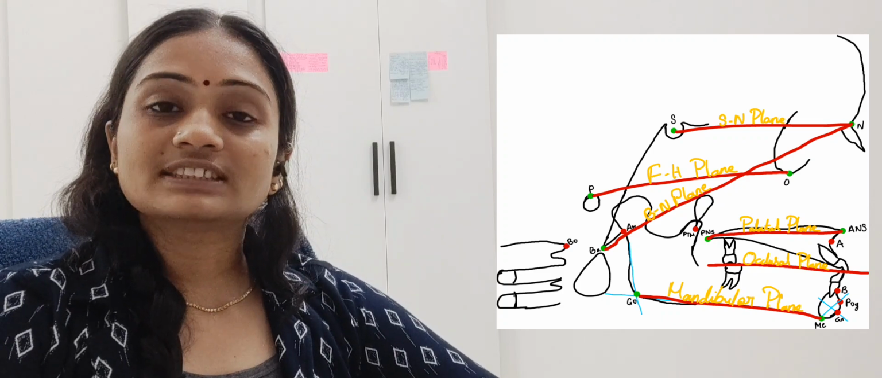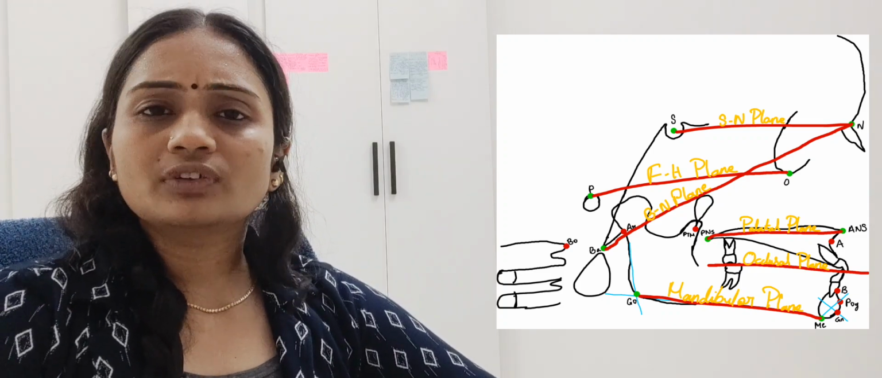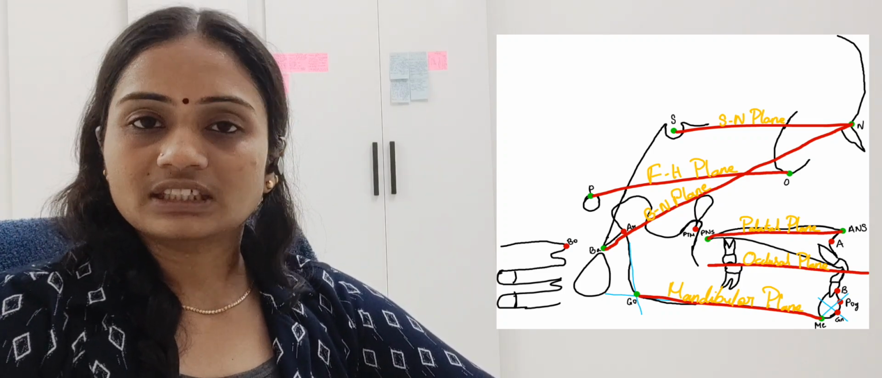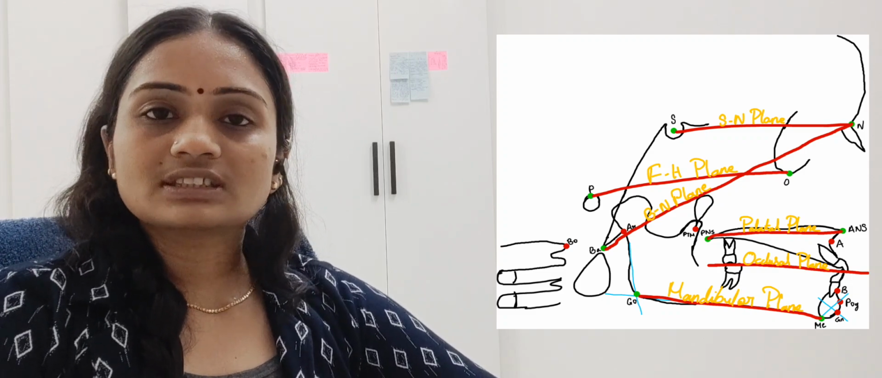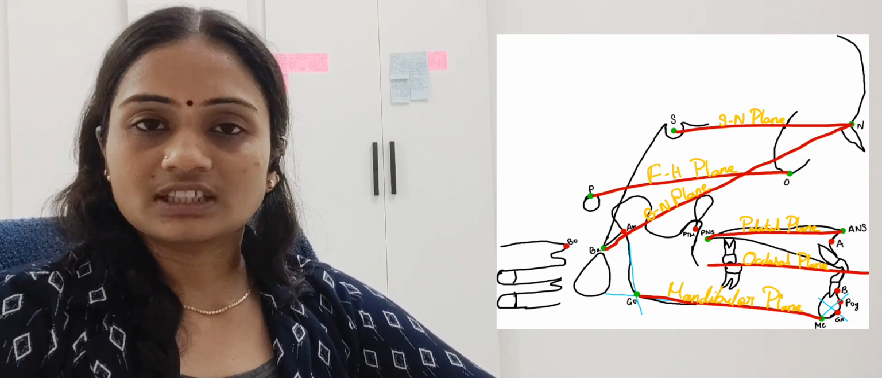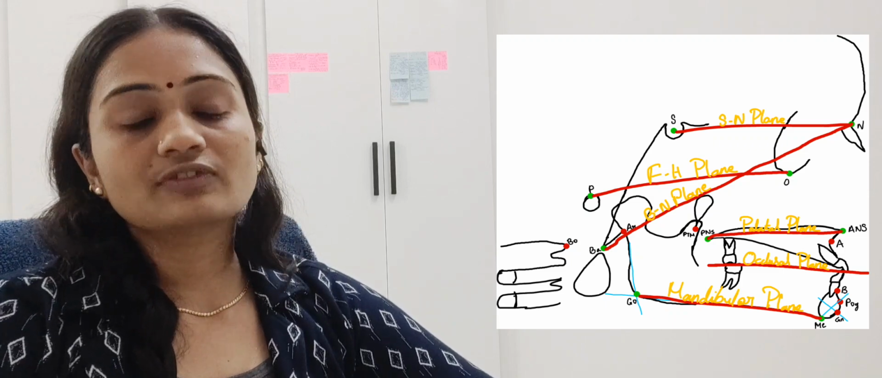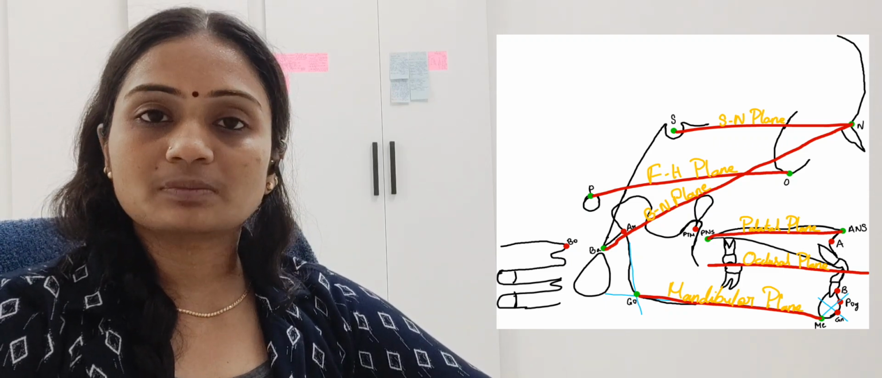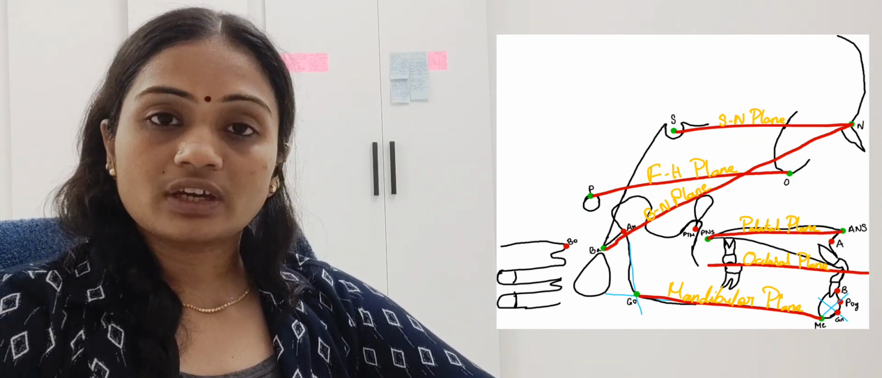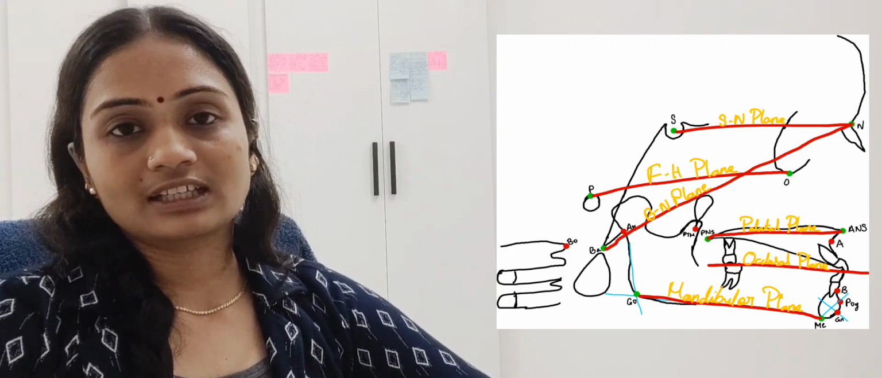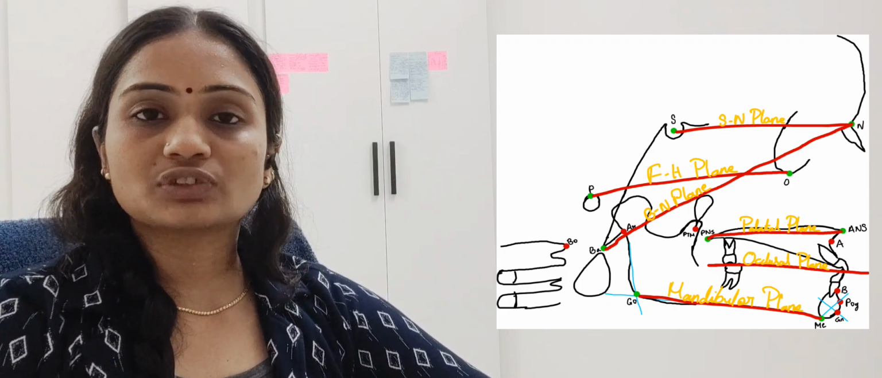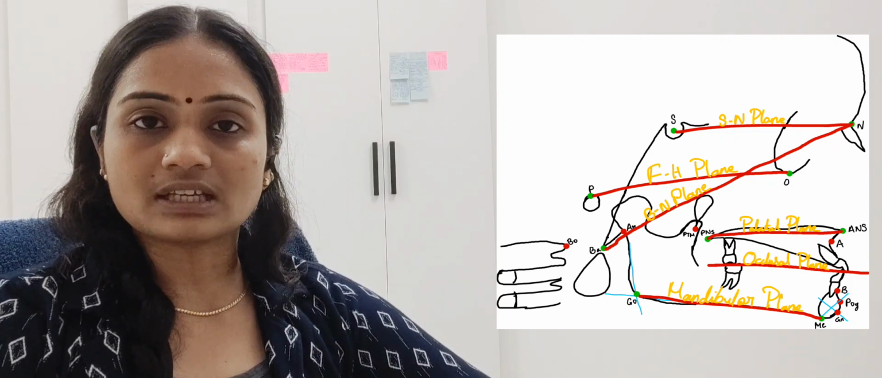So first of all is the Cephalometrics plane. A few planes are self-explanatory; by the name itself we can identify them. So it is the Cephalometrics plane joining the sella and the nasion. And second is the Frankfurt's plane. Frankfurt's horizontal plane is the plane joining the porion and the orbitale. Third is the palatal plane. Palatal plane is joining the ANS and the PNS.